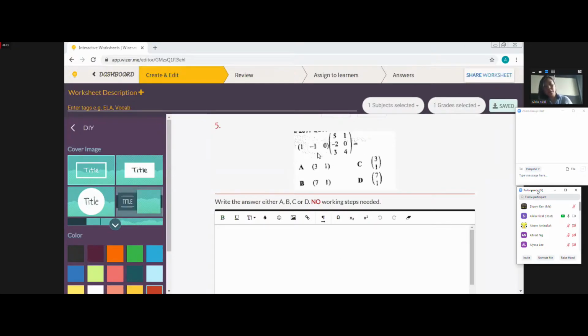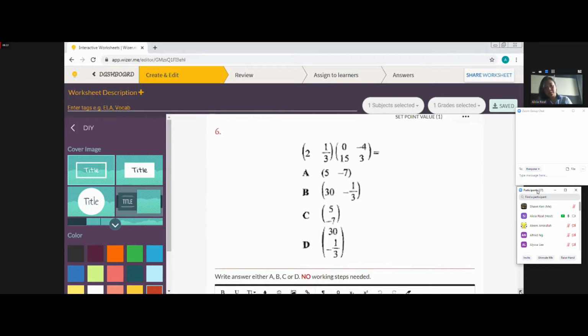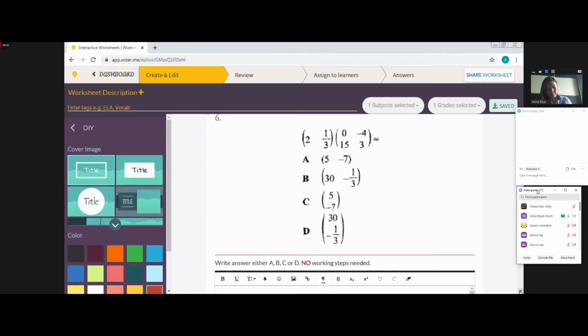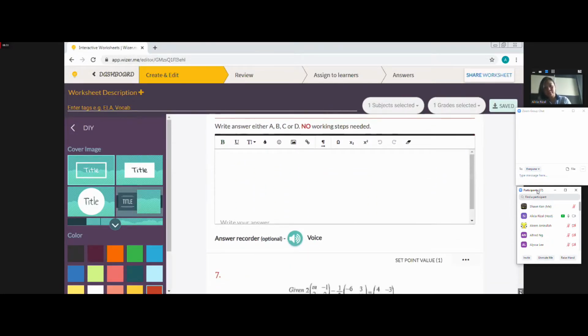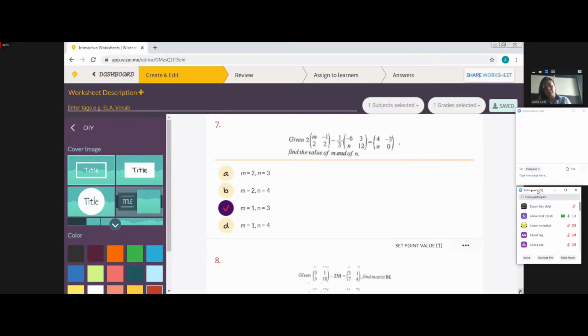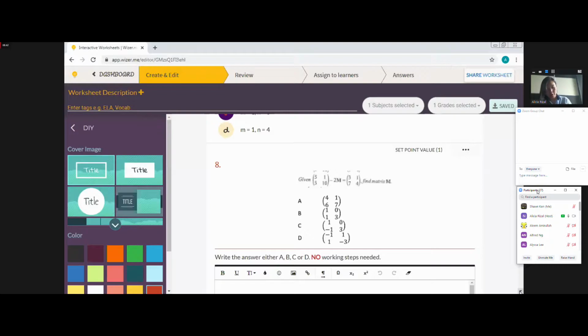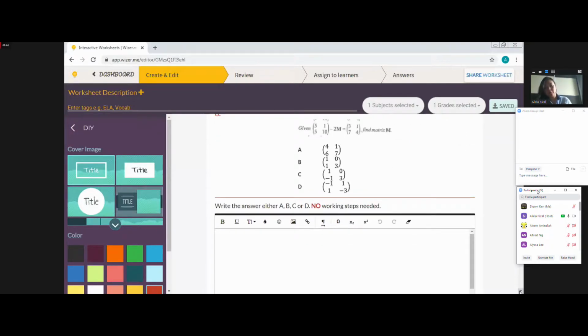So again, this one is multiplying 2 matrices. The answer is B. Number 6, the answer is A. Number 7, you can see here the answer is C. Number 8, the answer is C.